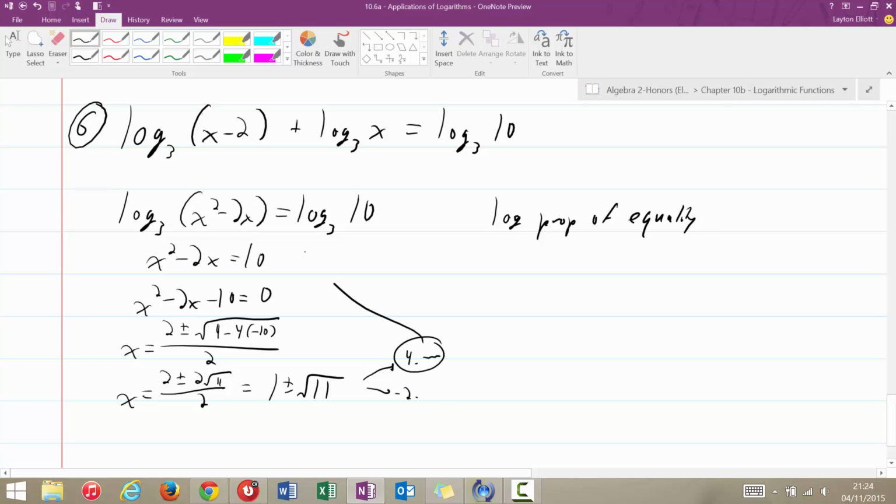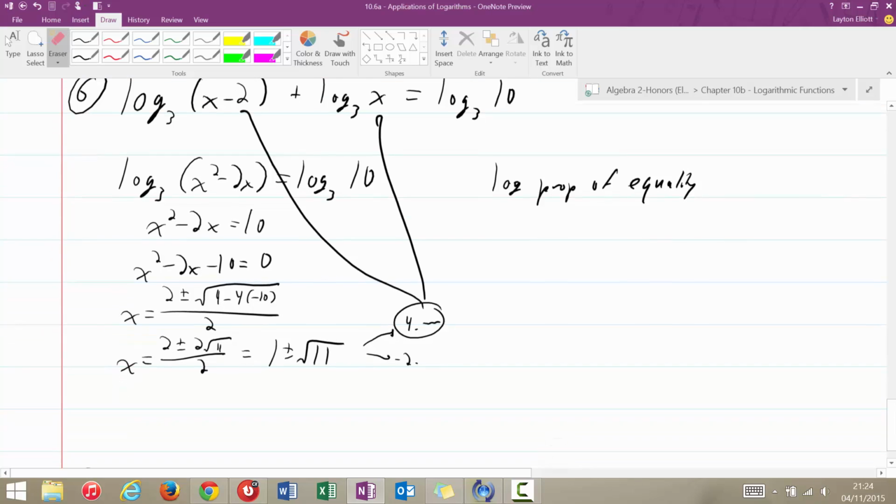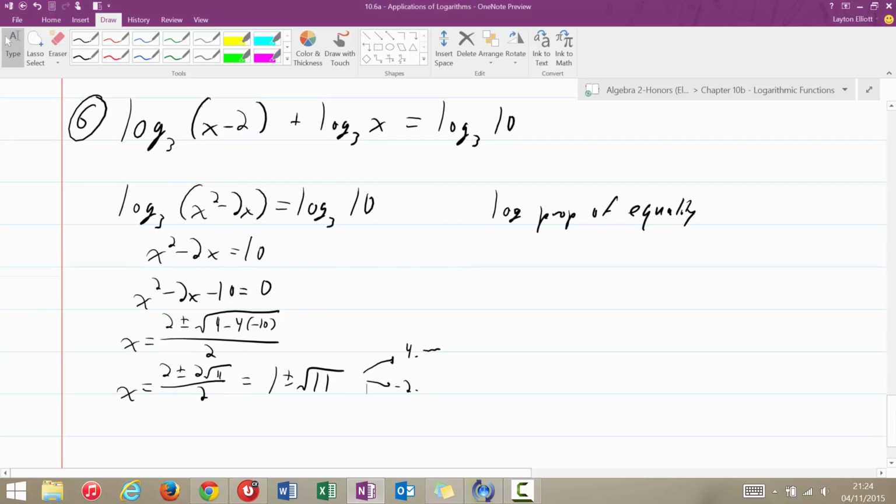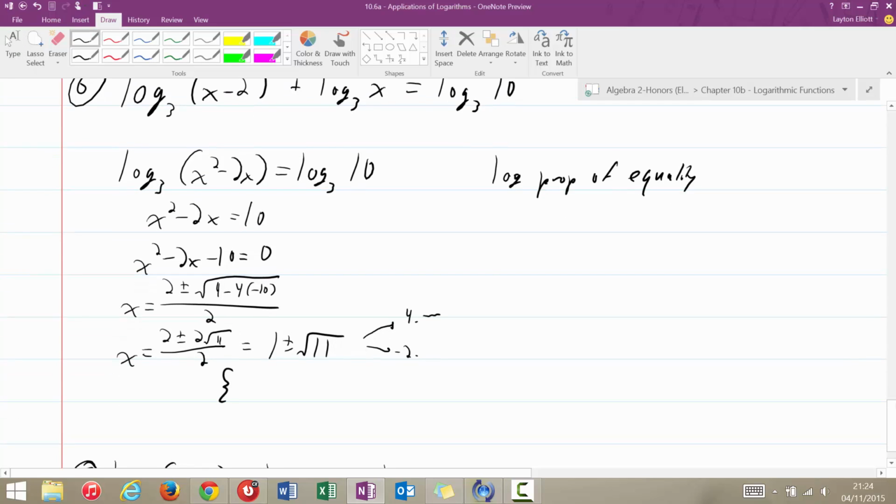Well, if I plug the 4 point something in up here, I'm okay. 4 minus 2 is still a positive number, and 4 is a positive number, so we're good. But the 1 minus root 11, if I plug in negative 2 point something up here, it's going to fail that second one. Actually, it's going to fail both of them. It's going to make me take the log of a negative number. So my solution really is 1 plus root 11, not 1 minus root 11.